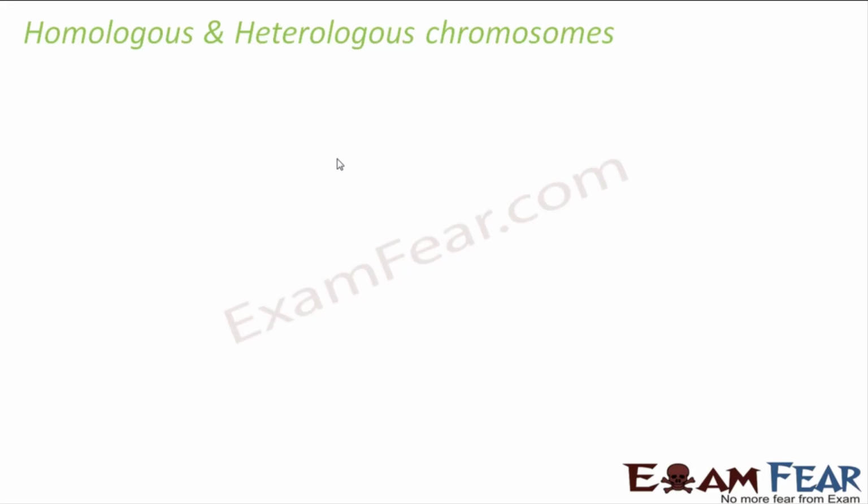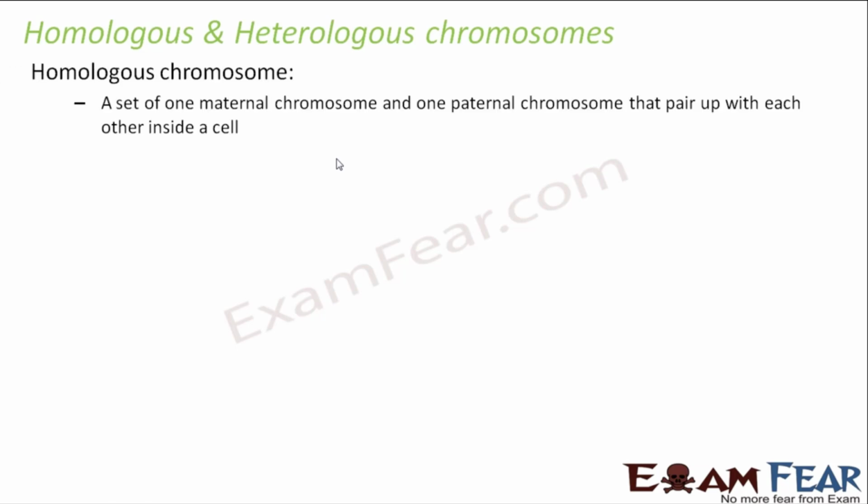Let us now see what are homologous and heterologous chromosomes. This is again something new. When we are talking about chromosomes, it is important to know about homologous and heterologous chromosomes. Now, homologous chromosomes, let us discuss first. A set of one maternal chromosome and one paternal chromosome that pair up with each other inside a cell. So what are these homologous chromosomes?